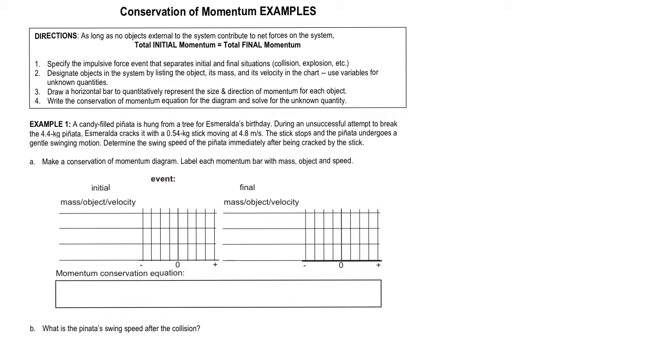You're not always going to have to create one of these. We're going to learn to do these problems with the bar graphs, but it's absolutely possible to do the problem without it. And on tests, it's going to be your choice whether you want to create a bar graph or not. Then we're going to write a conservation of momentum equation, which is very important and is always going to be required. And then we're going to learn how to solve for a variable.